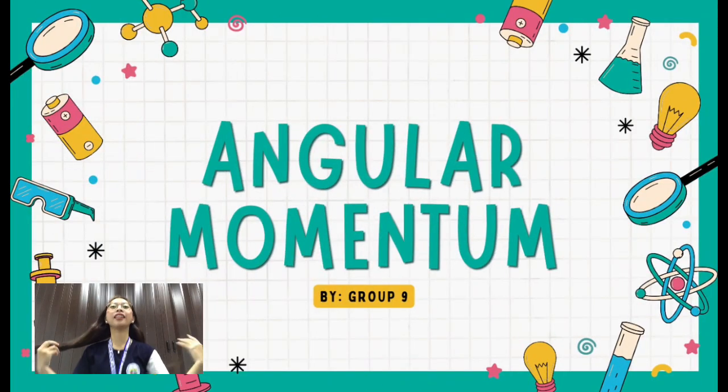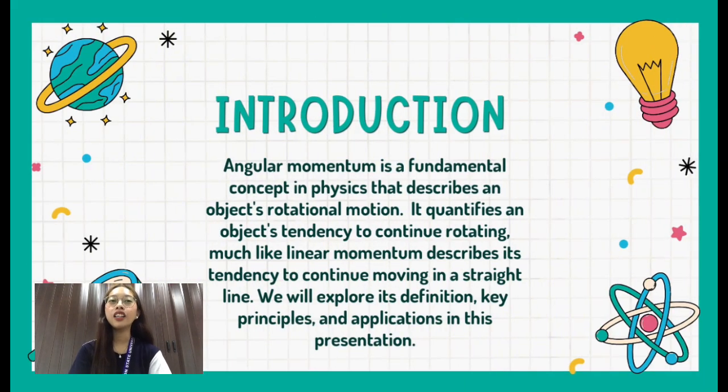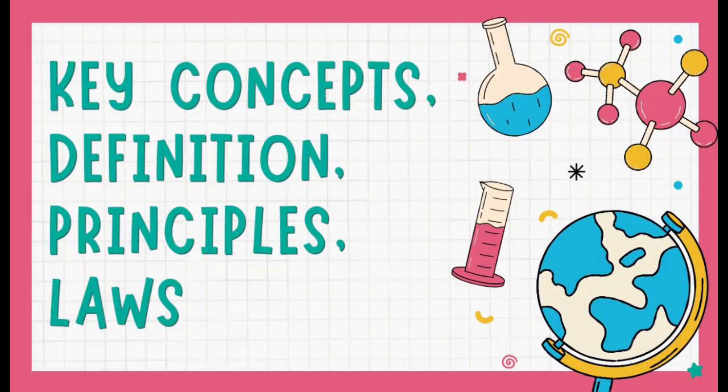So our topic is about angular momentum. Introduction. Angular momentum is a fundamental concept in physics that describes an object's rotational motion. It quantifies an object's tendency to continue rotating, much like linear momentum describes its tendency to continue moving in a straight line. We will explore its definition, key principles, and applications in this presentation.